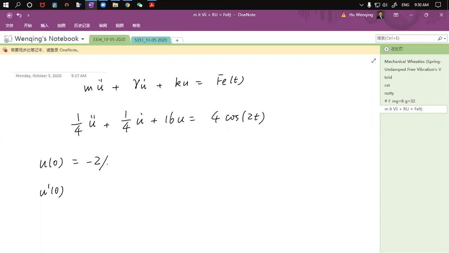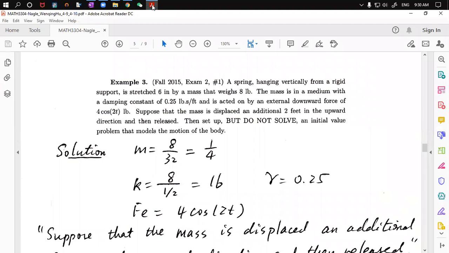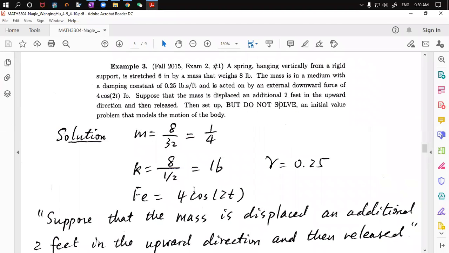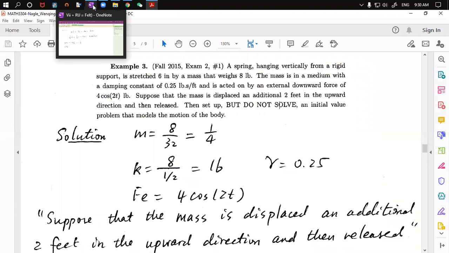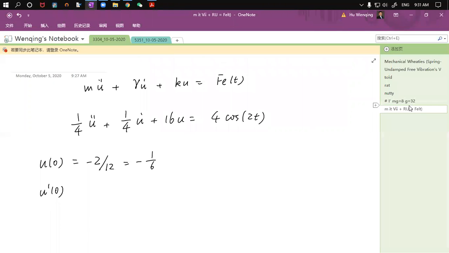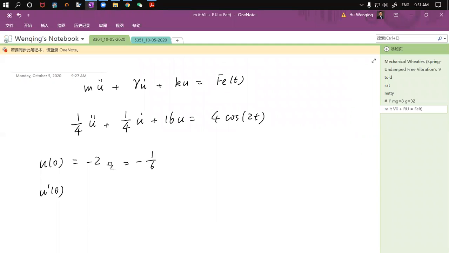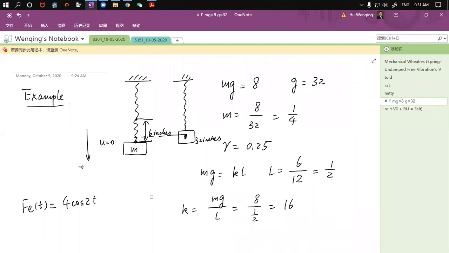In terms of inches, you would divide by 12 in order to get feet, right? But it is an additional 2 feet. So that means you don't have to do the division by 12. It's already 2 feet. Sorry, excuse me for the unnecessary work.